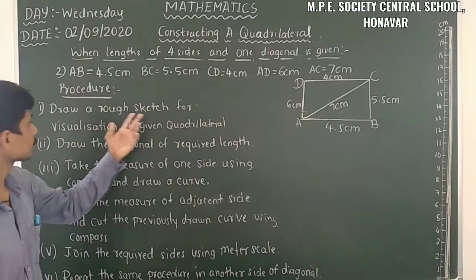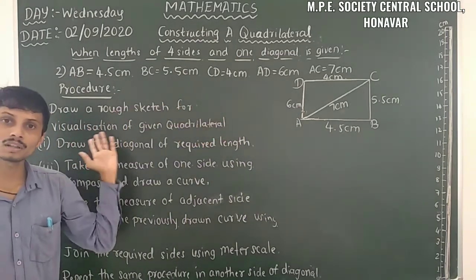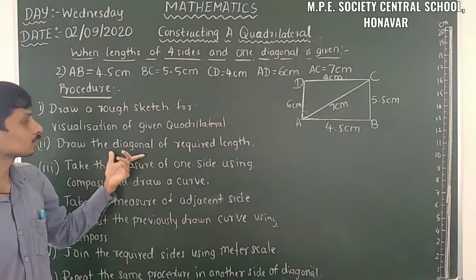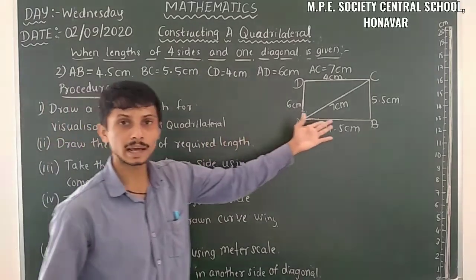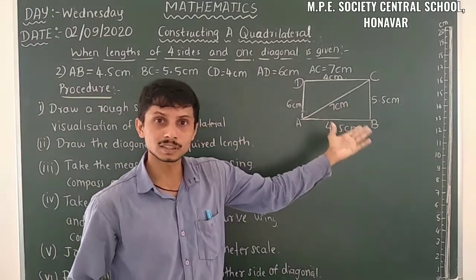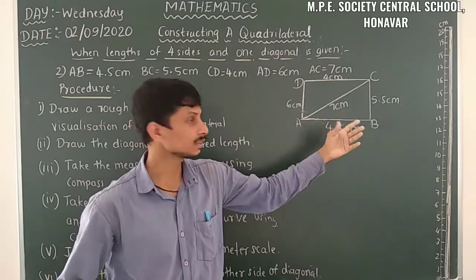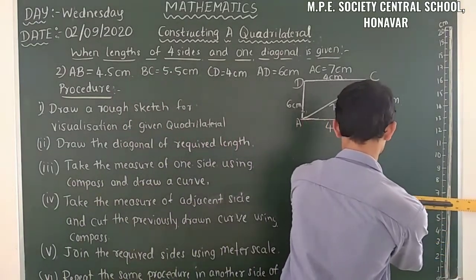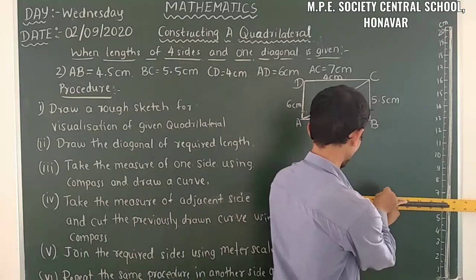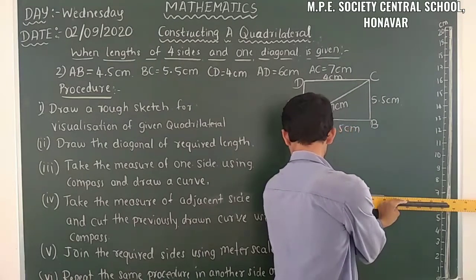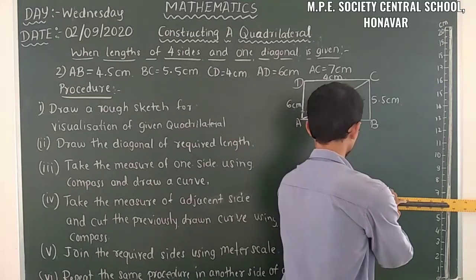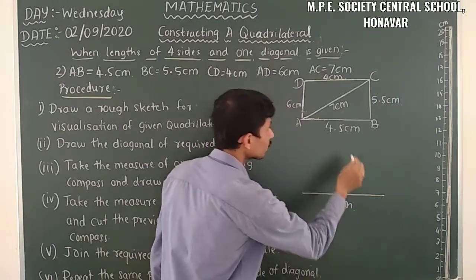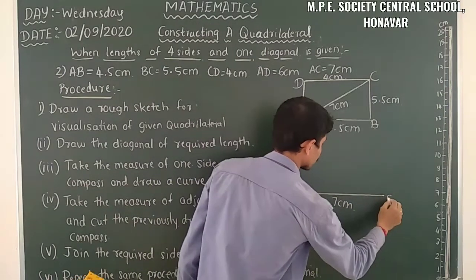Firstly, I have drawn the rough sketch and already done all the labeling. So here firstly we have to draw the diagonal of required length. What is the measurement of the diagonal here? It is 7 centimeter. Draw this diagonal here. It's of length 7 centimeter, and I will take AC.